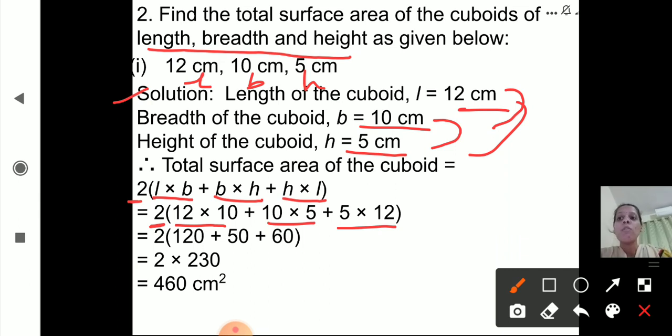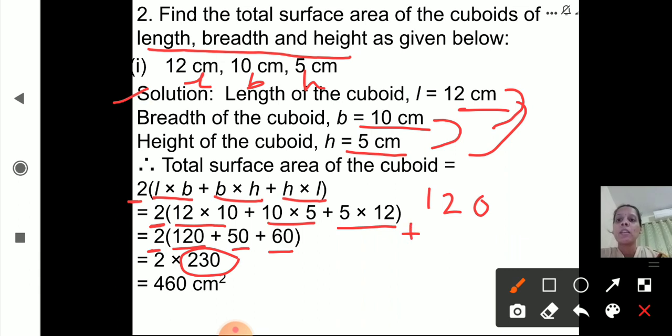Okay. Now 2 outside the bracket as it is. First we will solve the bracket. 12 multiplied by 10. 12 tens are 120. 10 fives are 50. And 12 fives are 60. In between, addition sign everywhere. So after multiplication we got 120 plus 50 plus 60. Now we'll add all these three numbers. 120 plus 50 plus 60. Answer is 230.